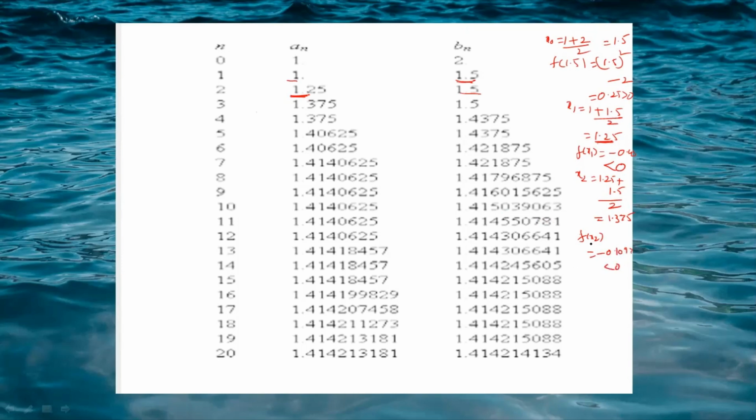Less than 0 means again it is replaced with A only. See, 1.375. What is the positive value? 1.5. Again 1.375 plus 1.5 by 2. How much will you get?